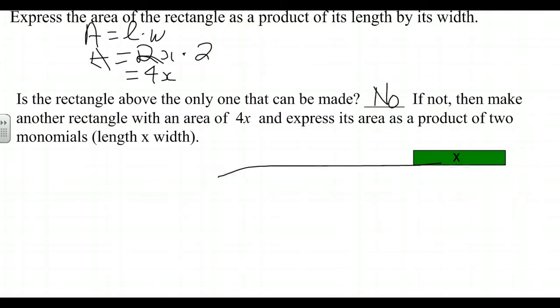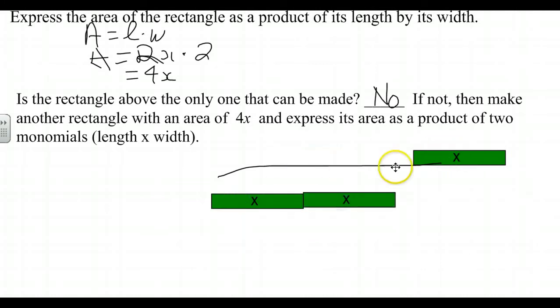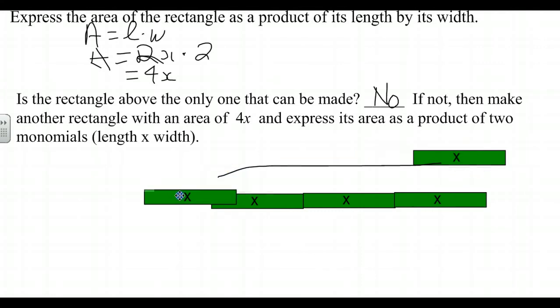I was supposed to have a pointer. 1x, 2x, 2x, 3x. Let's drag this one over here. So there again, now we have a rectangle with an area of 4x. And actually eraser, let's get rid of this line.